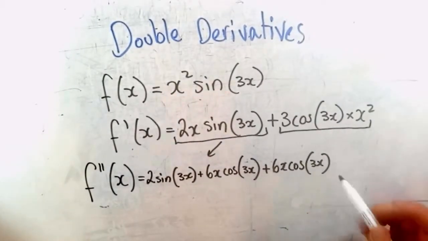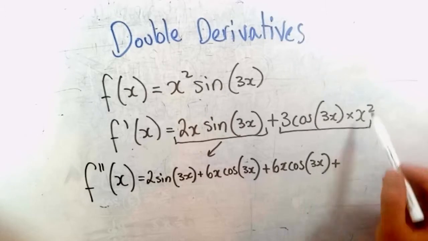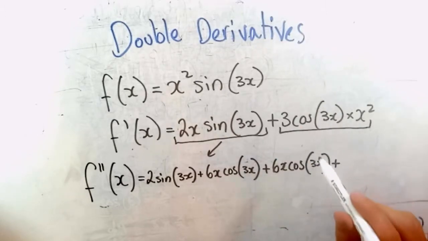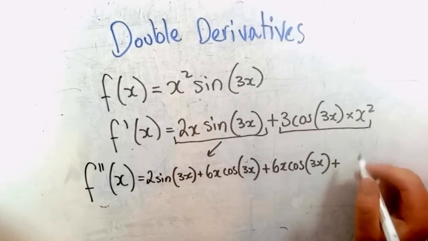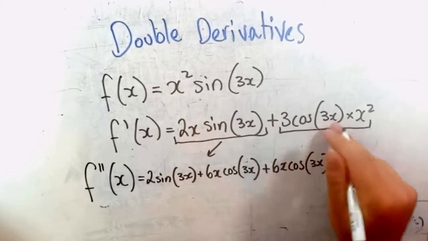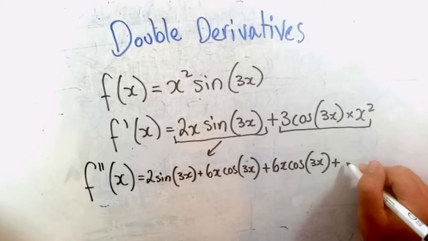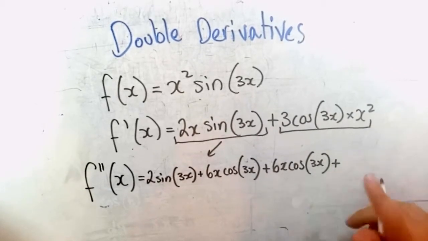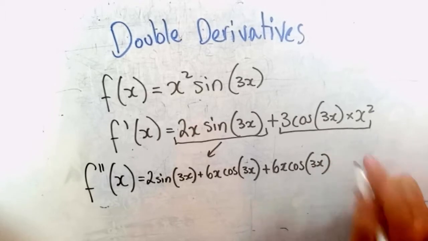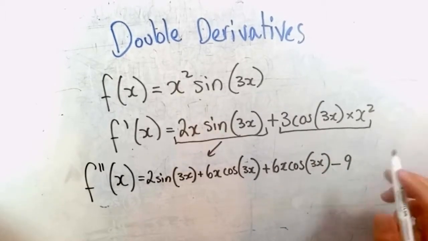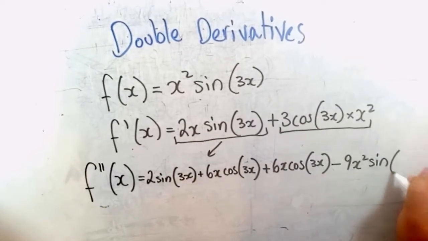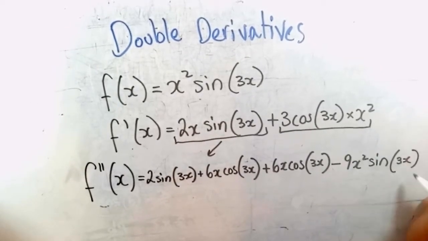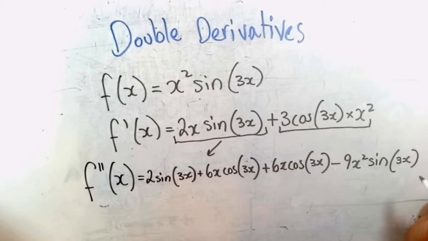Very nice. And then I'm going to add on the derivative of cos 3x. So that's going to be, well, I've got 9 because I've got a 3 out the front. So I've got, well, it's not going to be plus, is it? It's going to be minus 9x squared sine of 3x. Hopefully that's right. That looks okay to me, I think.